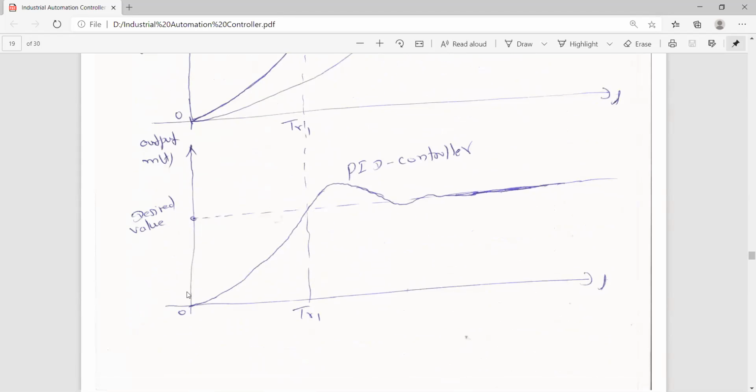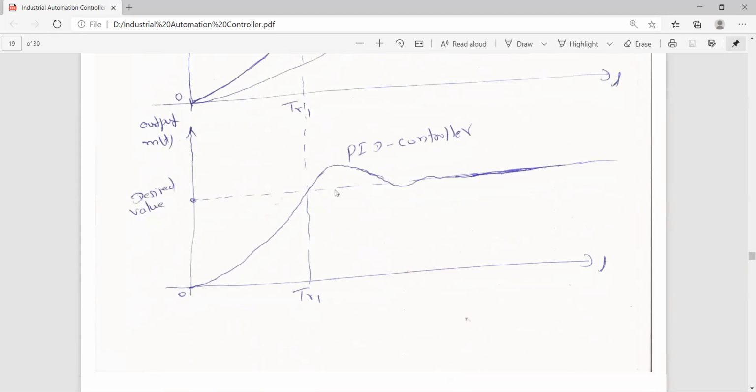Now, when we combine the PID controllers, the benefits of all three are combined. We are getting the rise time of the derivative one. Because of the integral, the offset is going to be reduced. So all the benefits of the three controllers are combined here.